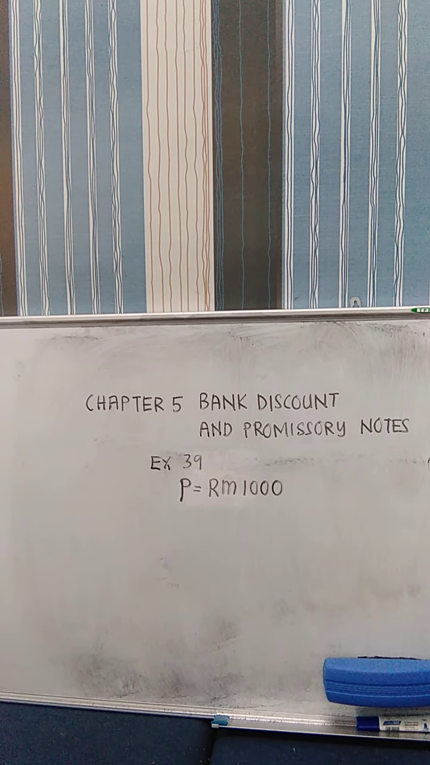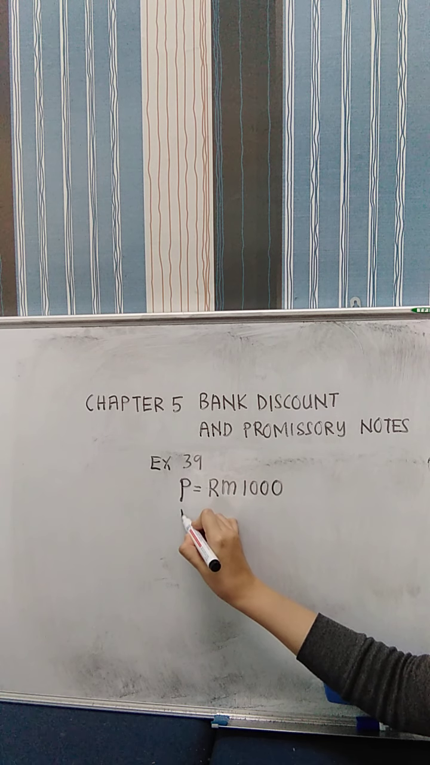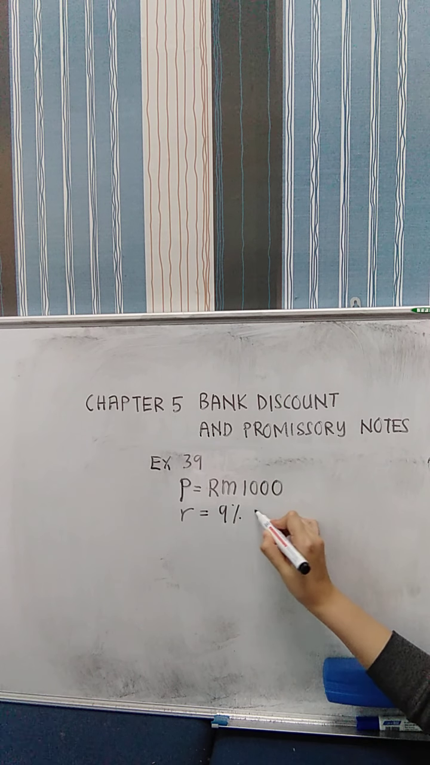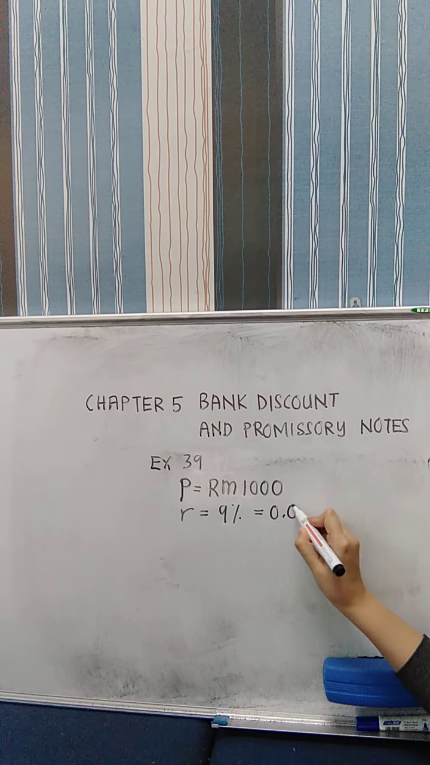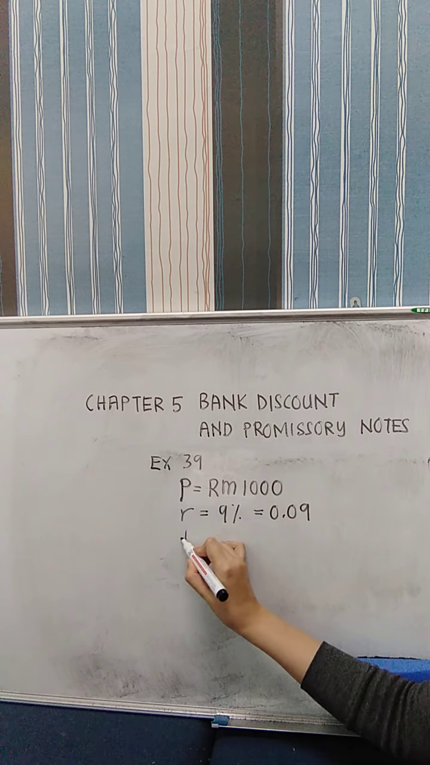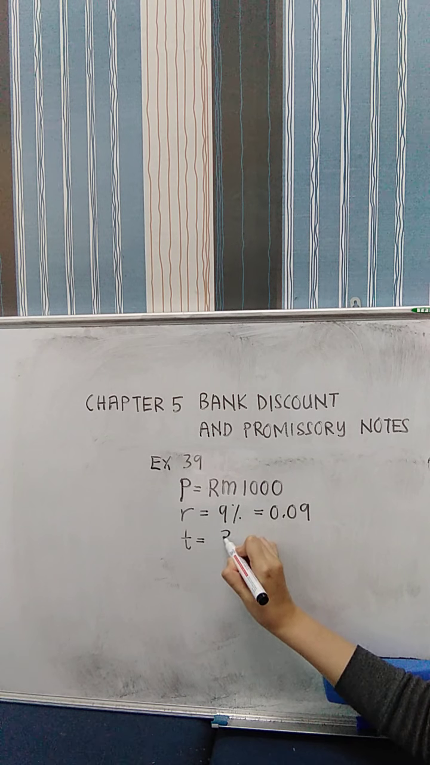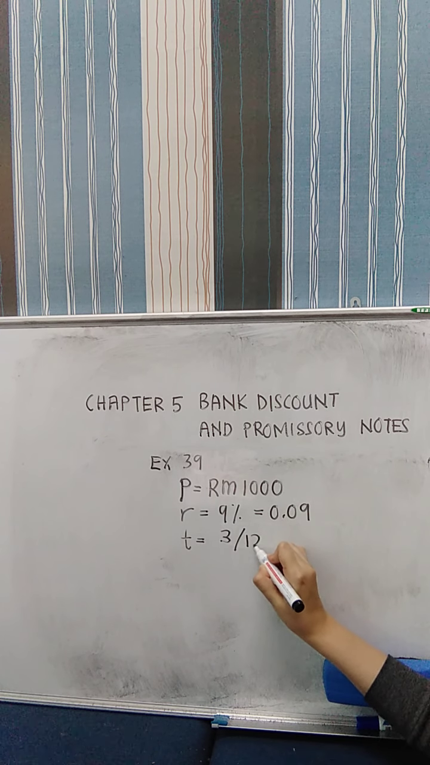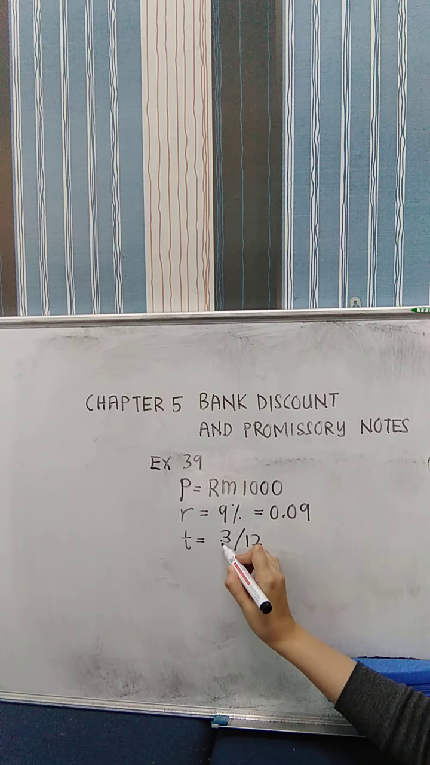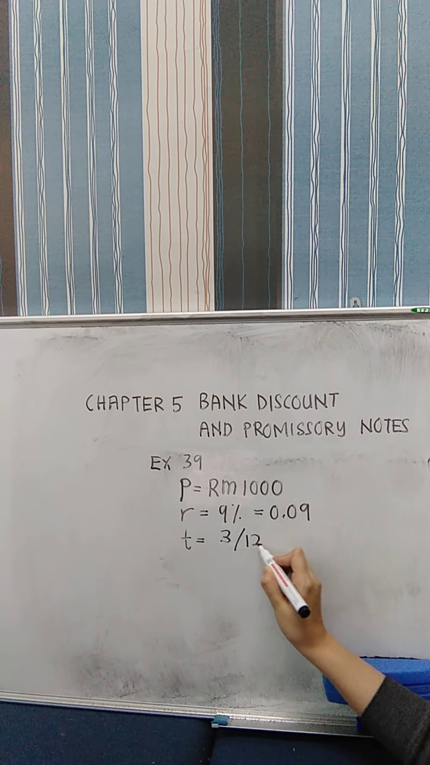With interest 9% per annum. Interest means the R. 9% is 0.09. For 3 months from date, 3 months means T = 3/12, because the term must be in years but it is given in months, so 3 must be divided by 12.